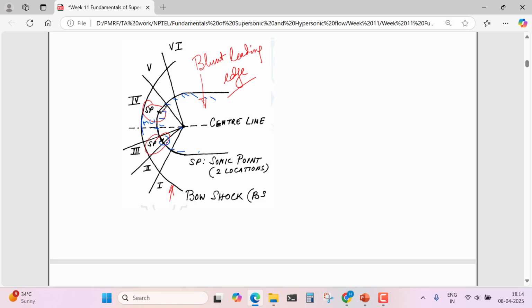But as we move away from the stagnation point, this Mach number will increase, and we will reach one point where the Mach number will be 1. That point is called the sonic point. So there are two sonic points on the body.